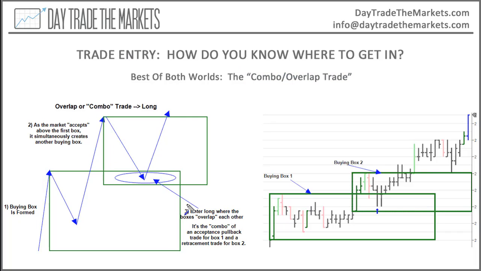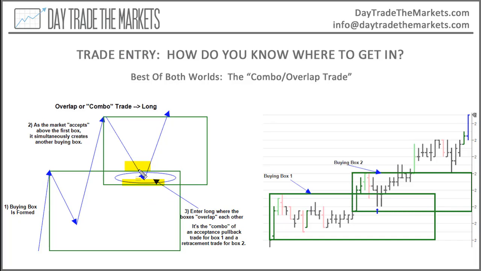first box. Now on the second box here, and this is our second box, we're just looking for a retracement trade. But again, you can see that the acceptance pullback trade entry would be about right in there, off of the first box. The retracement trade off of the second box would be about right in here.